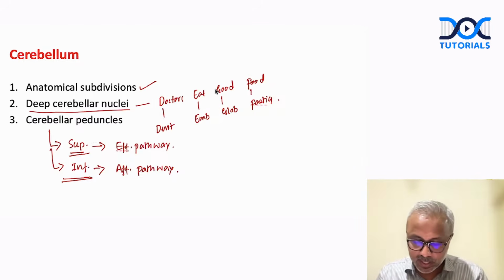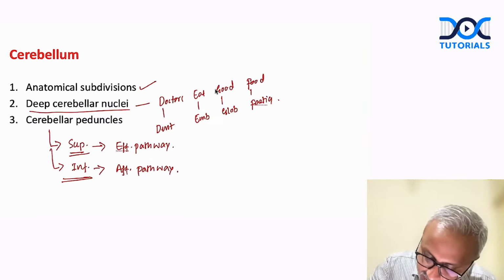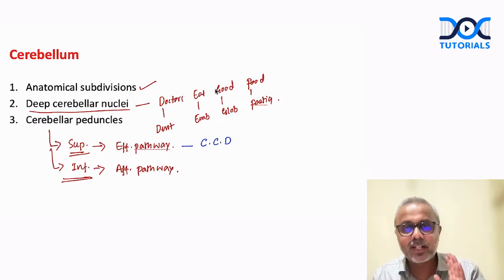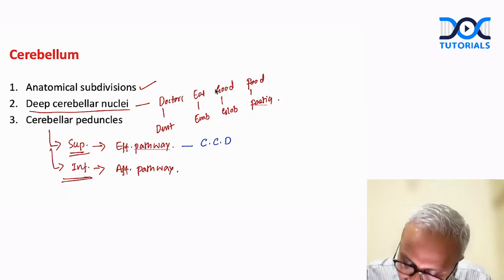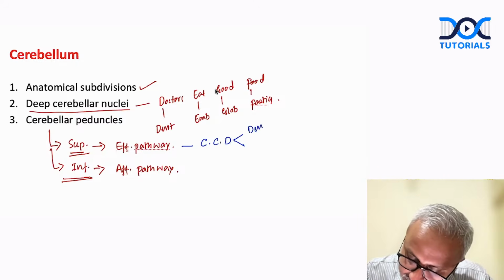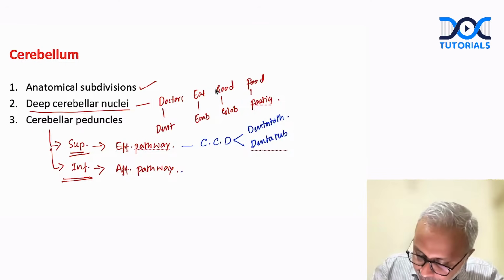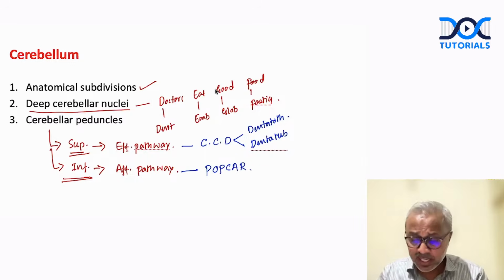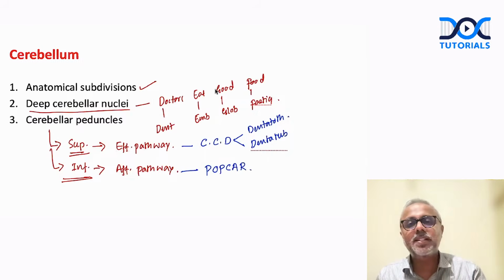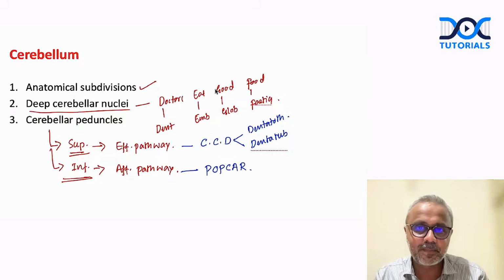You must remember. Now, just to tell you in brief regarding the superior cerebellar peduncle, try to remember it as CCD, the fibers coming from or passing through the superior cerebellar peduncle, the most important of which are the dentato-thalamic and dentato-rubral. Similarly, for the afferent pathway, we have the mnemonic POP CAR. So try to remember the fibers present in each of these cerebellar peduncles using these mnemonics.